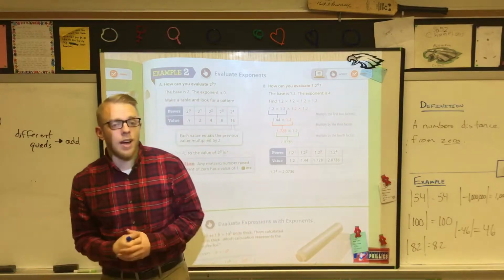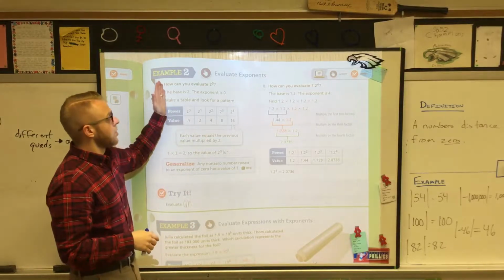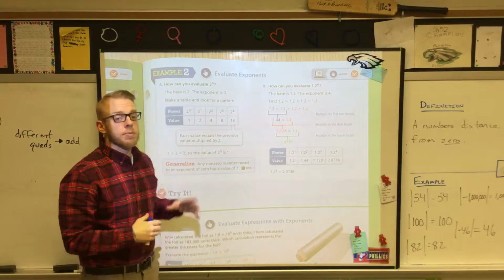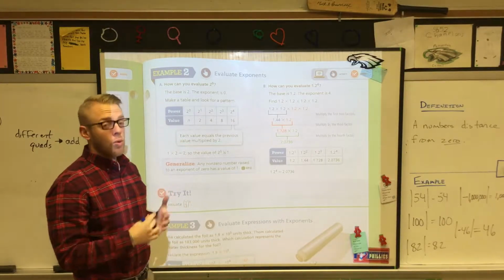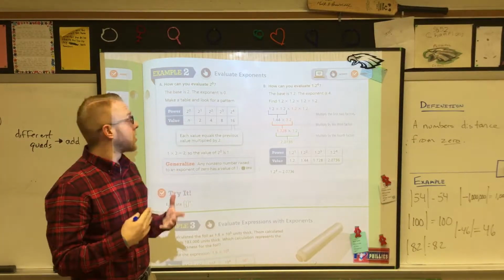Hello, ladies and gentlemen. So we just took a look at example 1. Now we're going to take a look at example 2, and this is going to be about evaluating exponents. Now, example 2 is really important because it also teaches us a rule about exponents, one of those mathematical facts that we have to know.